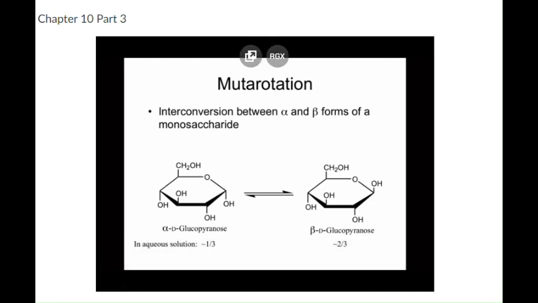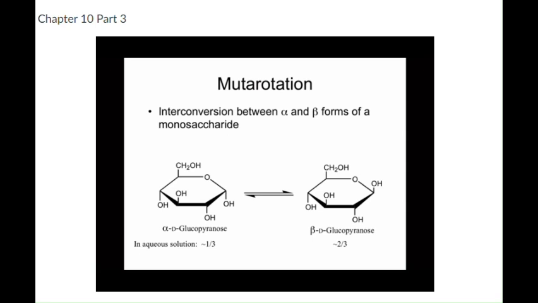The interconversion between the alpha and the beta forms of a monosaccharide actually represents one of the most basic reactions that sugars undergo. This is a reaction called mutarotation. Basically, all it does is interconvert the alpha and the beta forms of monosaccharides. So if we look at glucose, for example, if we put glucose into an aqueous solution, we will find that about a third of it winds up in the alpha form, about two-thirds of it in the beta form. So that indicates that the beta form is a little bit more stable.